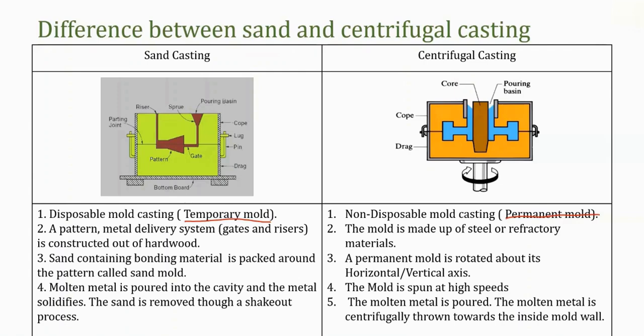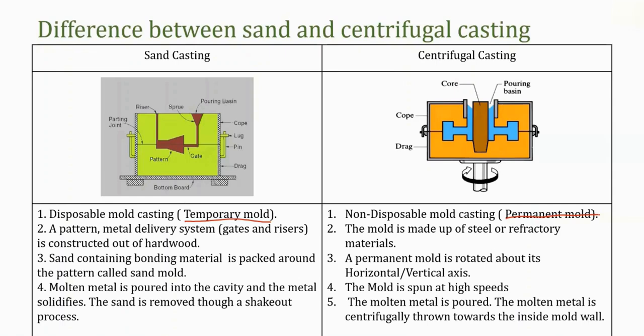In sand casting you will have a separate set of arrangements such as the pattern and delivery systems like runner and riser, which are constructed using hardwood or plastic. Such arrangements you won't see in centrifugal casting. Generally that mold is made of steel or refractory materials. In the sand casting process, sand containing bonding materials is packed around the pattern, and that is called a sand mold. Here you don't have such arrangements. Generally the permanent mold will be rotated either in a horizontal direction or a vertical direction.